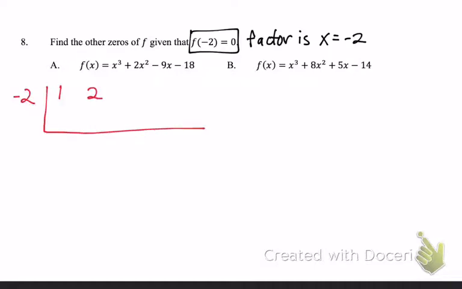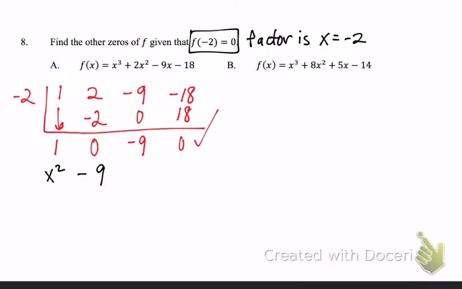Coefficients 1, 2, -9, -18. Bring it down. 1, -2 times 1 is -2. 0. Negative 2 times 0 is 0. Negative 9. Negative 9 times negative 2 is a positive 18. 0 remainder. I'm going to rewrite this as x squared minus 9 because this is a 0, so there's nothing for an x. And then we can factor that.